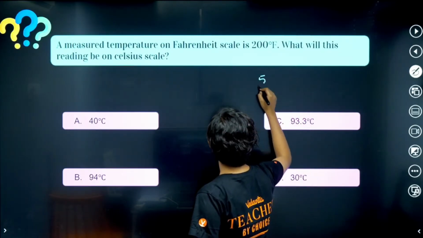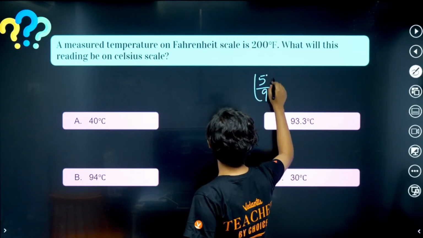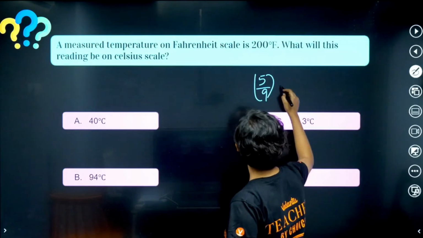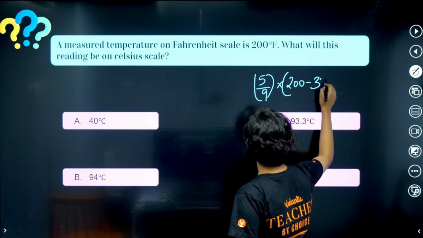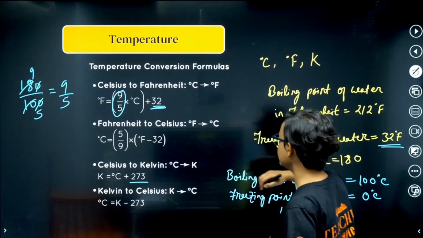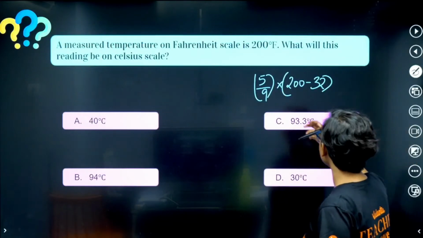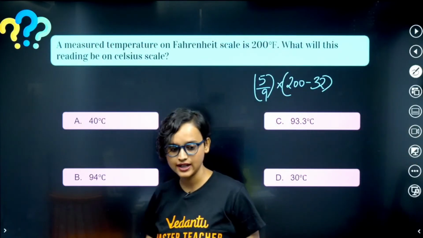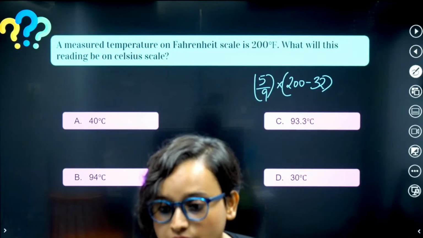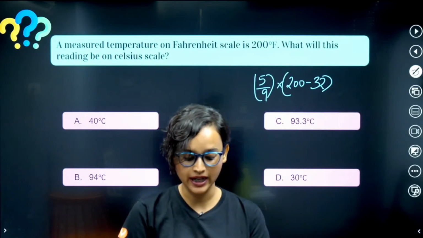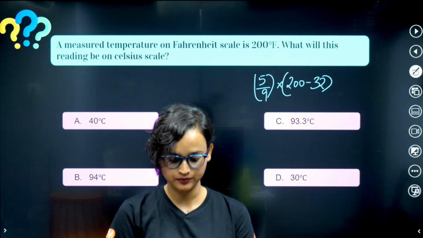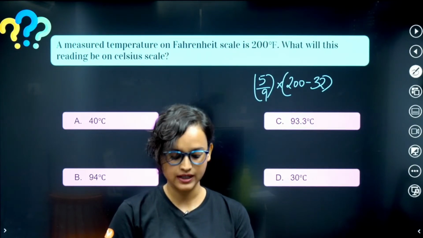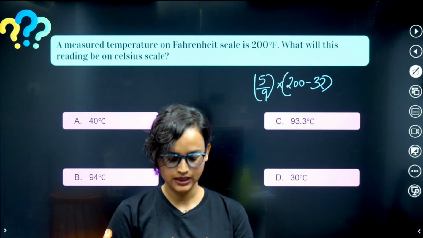So we have to do 5 by 9, then 200 minus 32. Isn't that so? Yes, it is. Let's use my mobile phone and calculate. So 5 by 9. Let's do it.